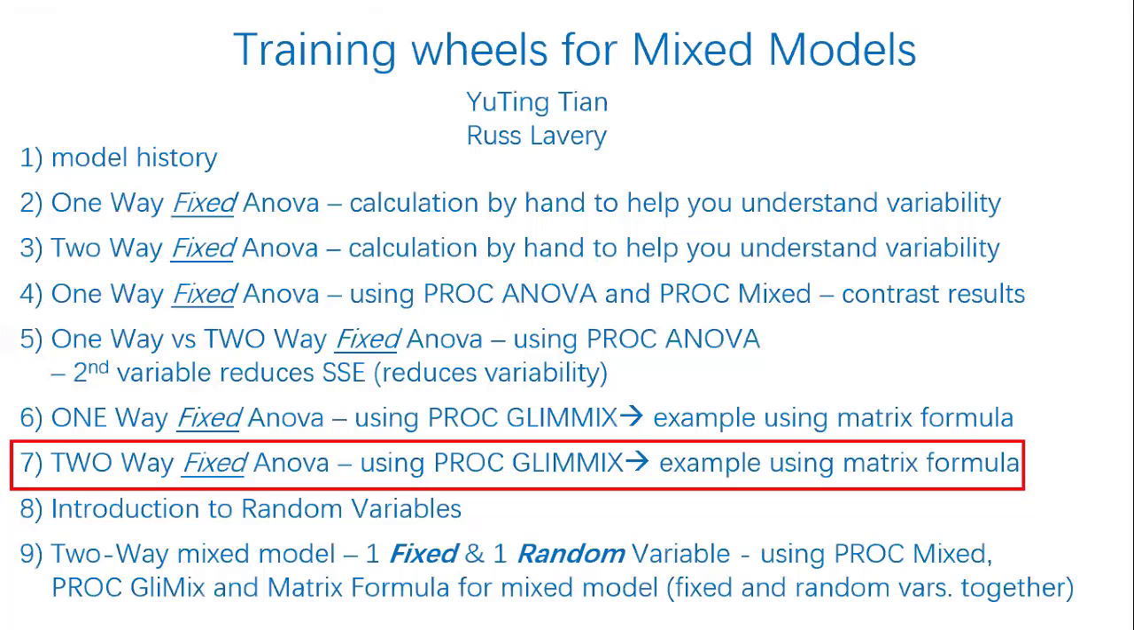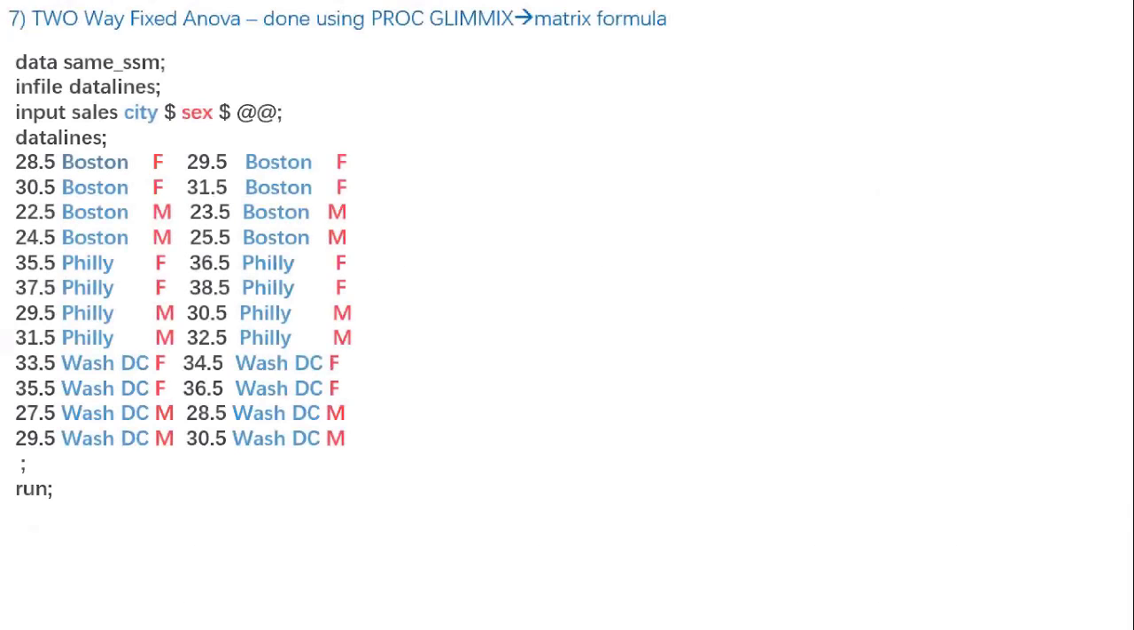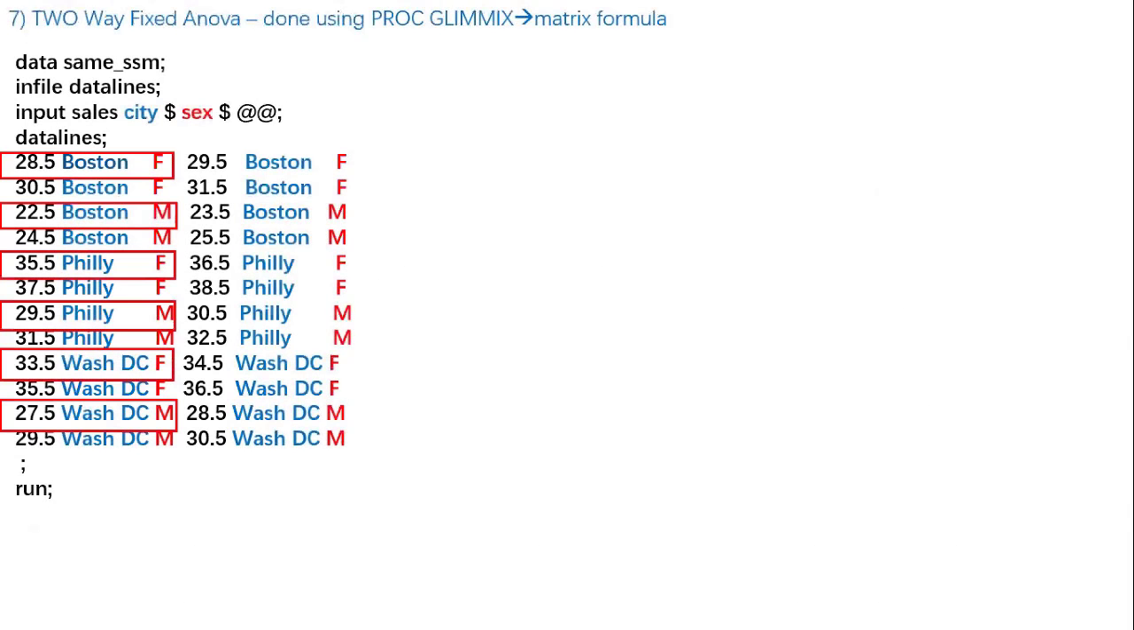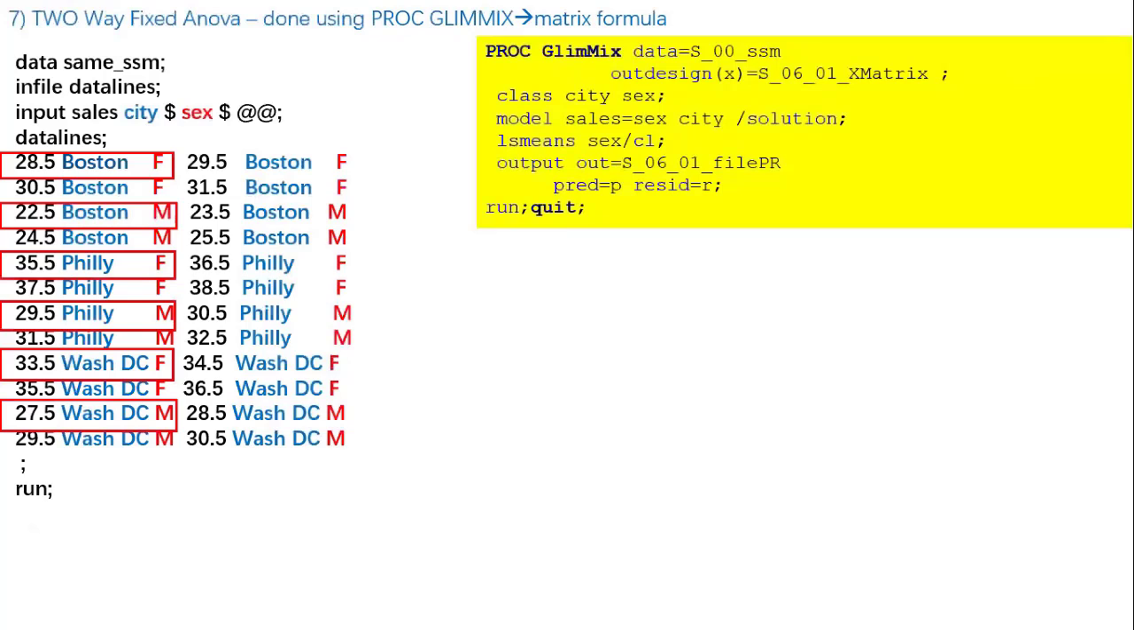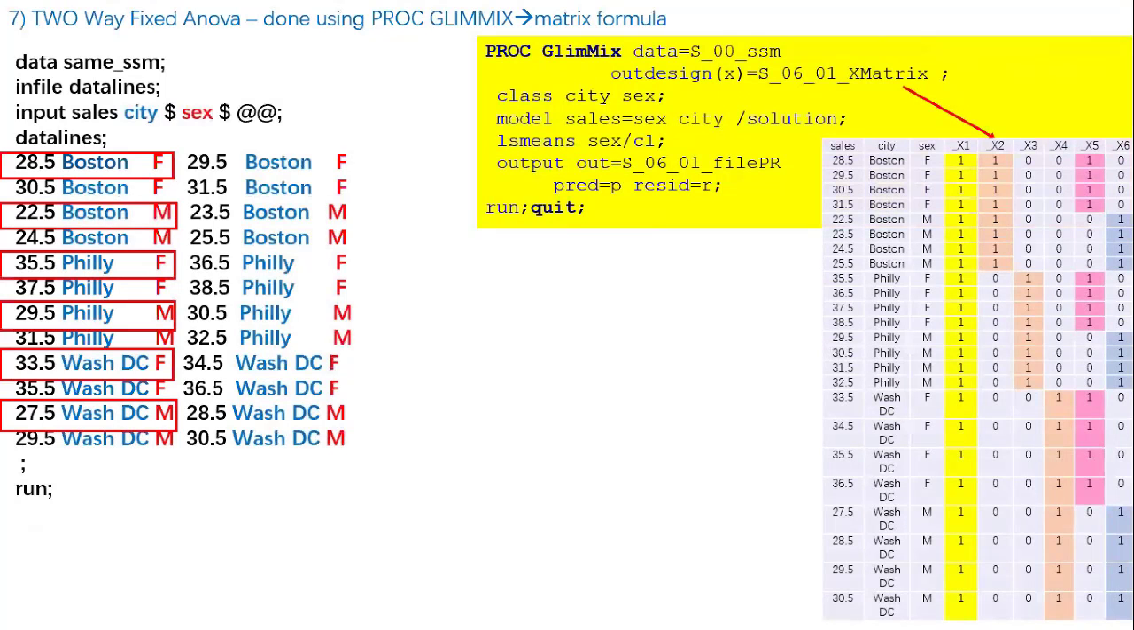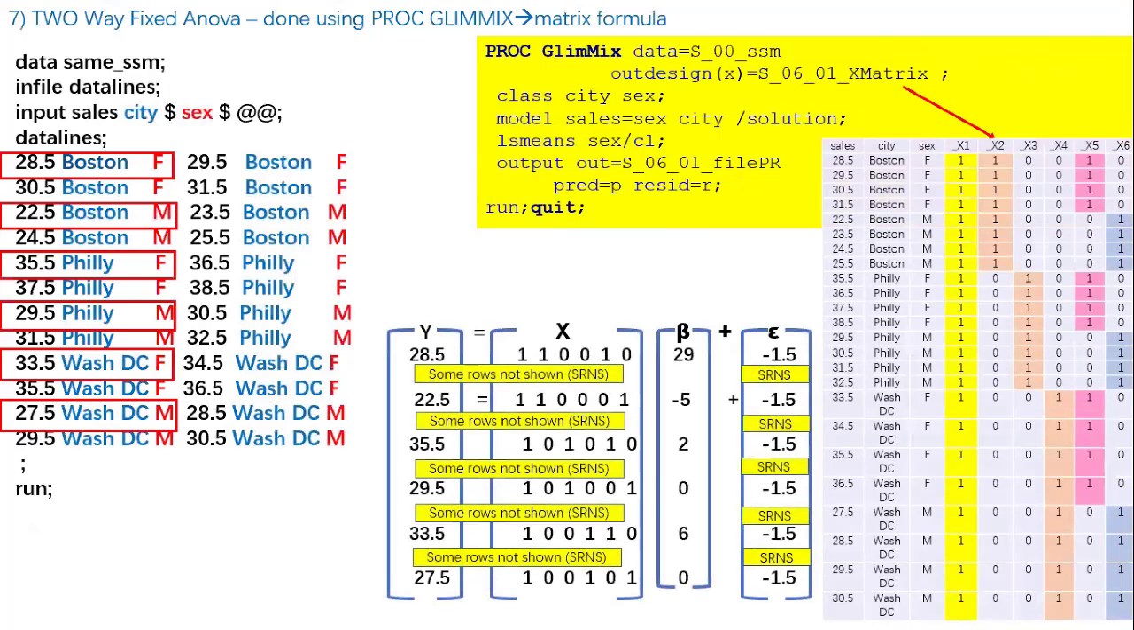Let's go to the seventh section, two-way fixed ANOVA. I use proc mixed and I will show you the matrix formula. So this is our data. I use proc mixed. And for this proc mixed, I put city and sex in our model. They are all fixed variables. And this is the X matrix. And this is the matrix formula.